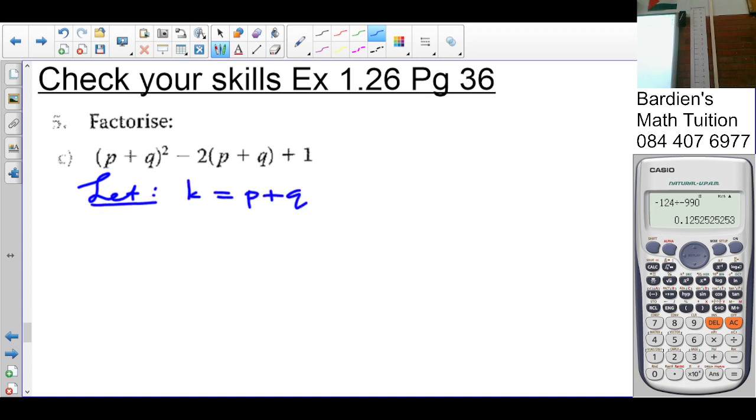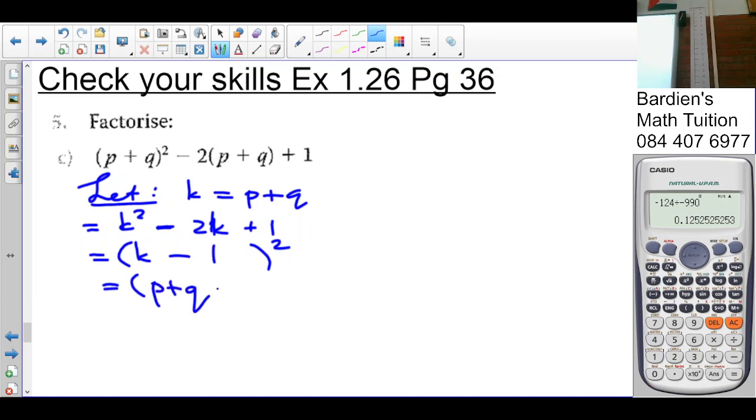I'm going to make the sum look a bit easier. Okay, simple. So what is the sum now reading? K squared minus 2K plus 1. So what is this to us? Perfect square trinomial. Which is what? K minus 1. But what is K? P plus Q minus 1.